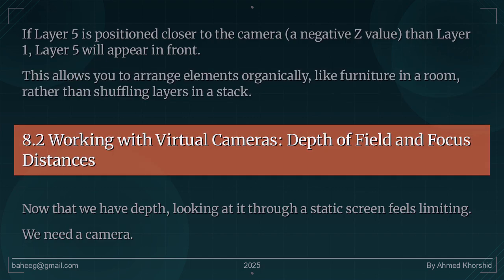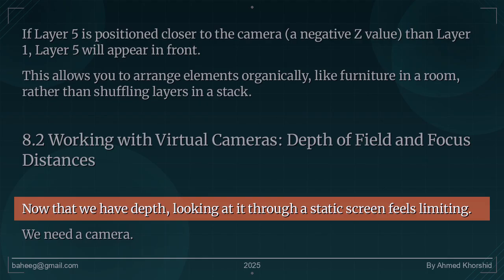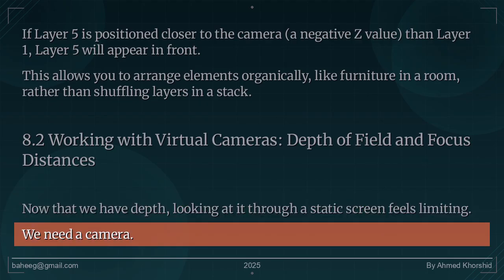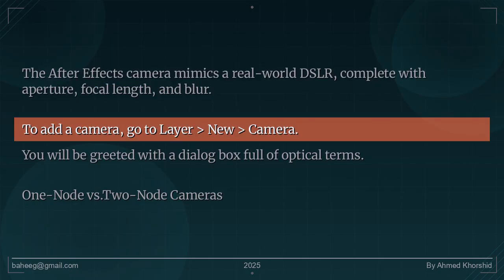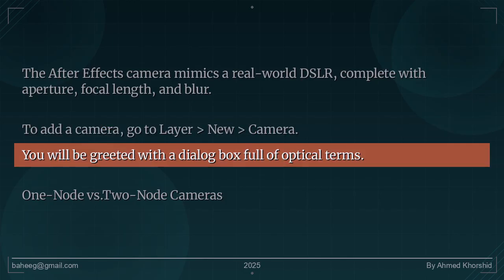8.2 Working with virtual cameras, Depth of Field and Focus Distances. Now that we have depth, looking at it through a static screen feels limiting. We need a camera. The After Effects camera mimics a real-world DSLR, complete with aperture, focal length, and blur. To add a camera, go to Layer, New, Camera. You will be greeted with a dialog box full of optical terms.